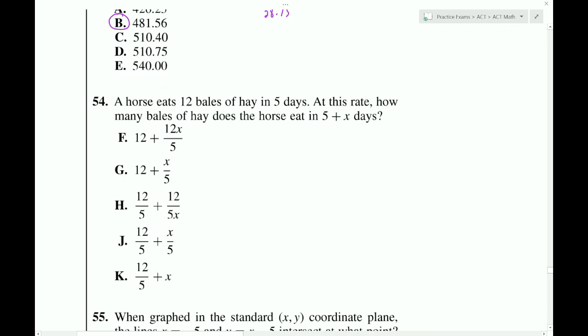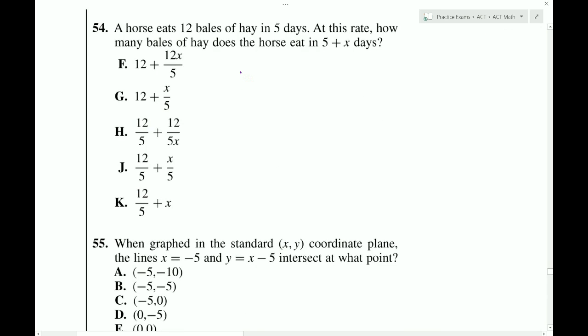A horse eats 12 bales of hay in 5 days. So again, fractional units. At this rate, how many bales of hay does the horse eat in 5 plus x days? So here we have a proportion question, right? Notice the use of a question mark here because x has already been used. And notice, of course, the answers will have x in it. So we treat x as a number, you know, solving for question mark.